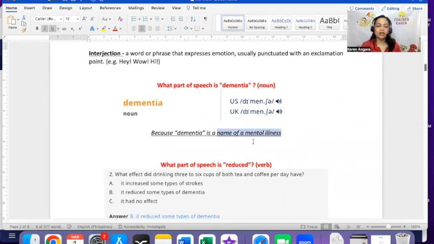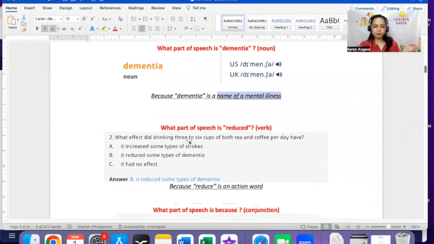Another example, let's say, on the drinking tea and coffee material, we have there a listening comprehension, a Q&A portion. What effect did drinking 3 to 6 cups of both tea and coffee per day have? So the correct answer is letter B. It reduced some types of dementia.